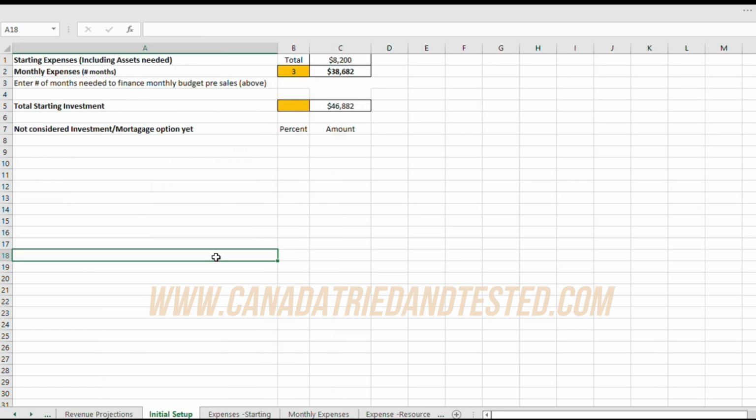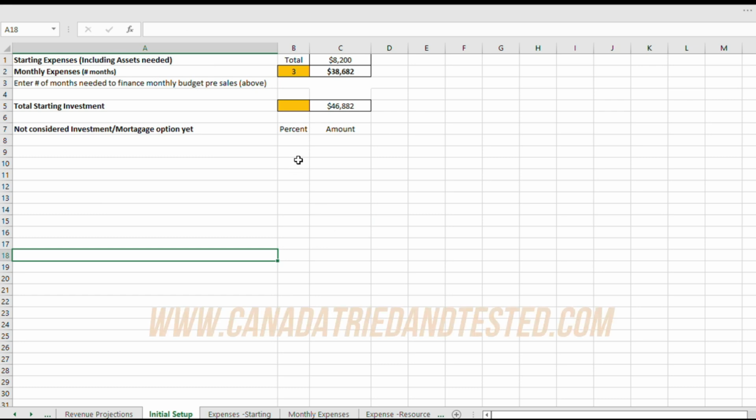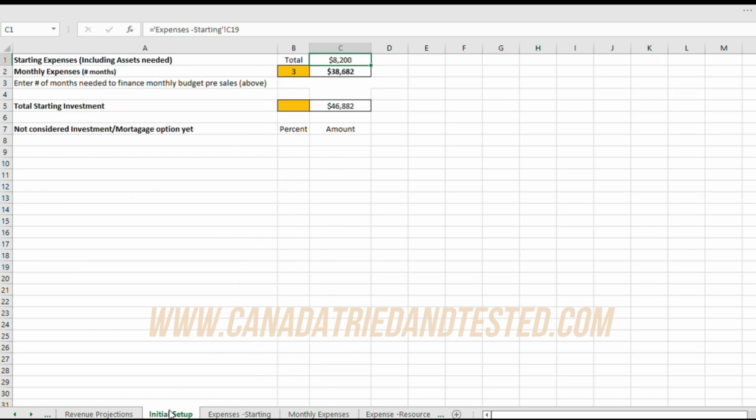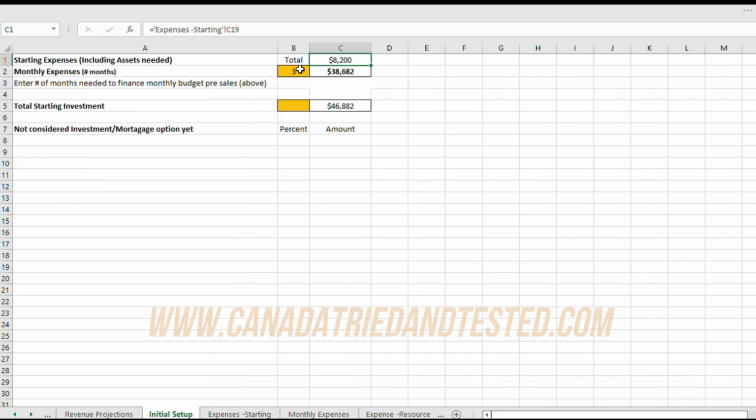Now we will come to initial setup. Basically, it's all consolidated from whatever entries we had made so far. Starting expenses 8,200, where it is coming from here. You see here, whatever entry comes here, that gets populated automatically here. Now monthly expenses comes from this sheet, whatever the total is. On that I have factored 3 months of cash flow. So once I know that I will have to have this much money as the investment cost, whether it is on the day one or during the course of business, this much money I will have to have. So this gives me an idea.